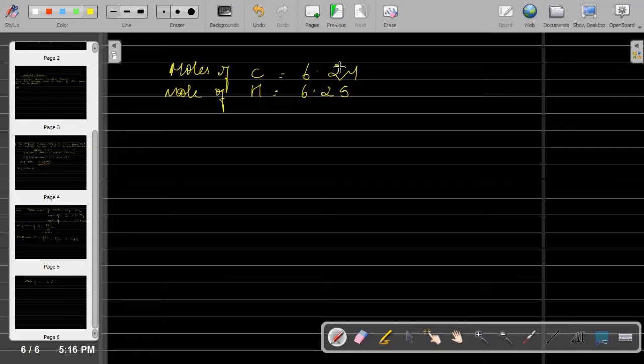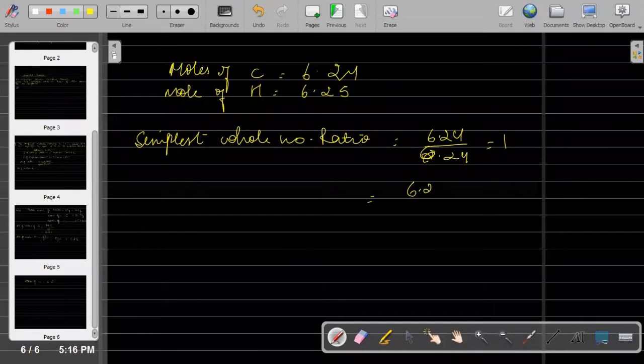So firstly, what is the procedure? You select the smallest number of moles of the atoms and then divide all of the atoms by it, and you get the simplest whole number ratio. Both numbers are the same, so what is the simplest whole number ratio? 6.24 divided by 6.24 gives 1, and 6.25 divided by 6.24 is near about 1.